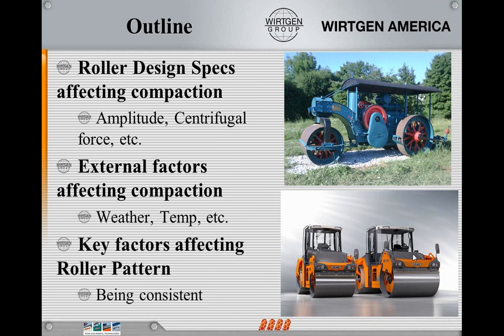And then we'll talk about key factors that affect rolling pattern. And just the thought of the roller patterns, the main thing is just being consistent on what we're trying to do. And we'll go into more details as far as the roller patterns and how they can help you out.